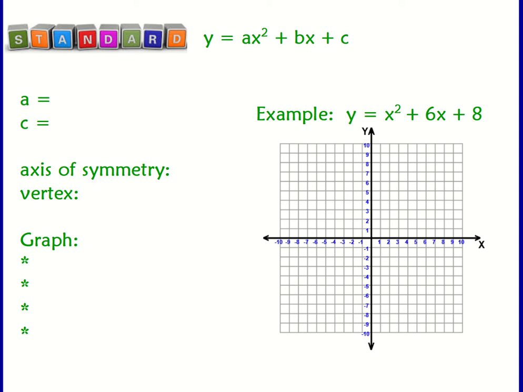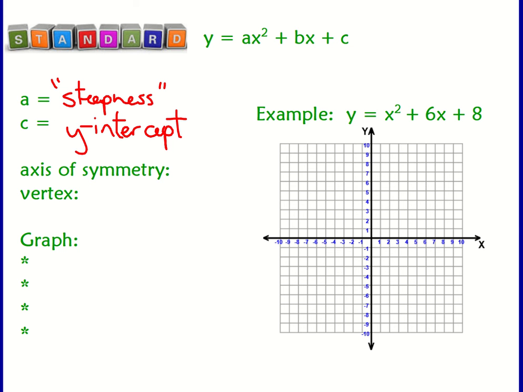A, however, is still going to be your vertical stretch, shrink, or flip. In this case, I'm just going to continue calling A the steepness, so thinking of it that way still works. And C is the y-intercept. That's all I have right off the bat. From looking at the equation without doing any work, that's all that standard form will tell me.